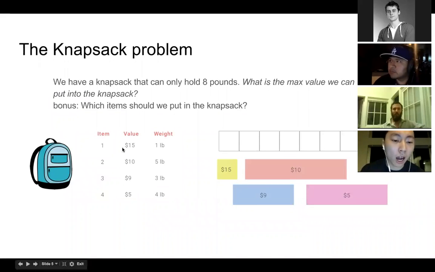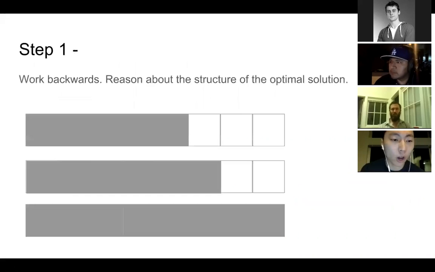So the knapsack problem. Again, you have these 4 different items of different weights and values, and how can you optimize what you're putting into the knapsack? I've drawn it out in terms of just slots and squares. We're trying to maximize what we put into these basically 8 slots. Step 1 for dynamic programming is to work backwards. You want to reason about the structure of the optimal solution. So imagine what the final result is.